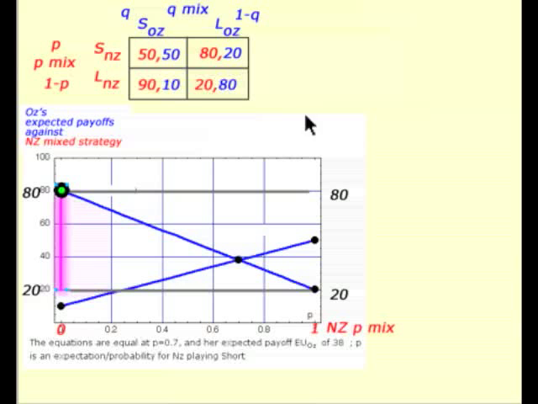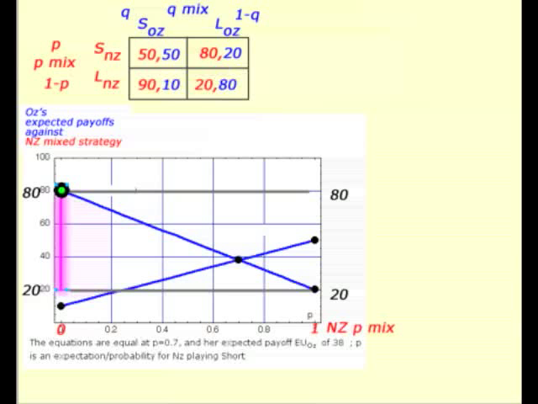Supposing it's a 10% chance now that New Zealand goes short. So we're thinking 10% chance that New Zealand goes short. Well, for Australia, it's going to be like a 10% chance at 20 and a 90% chance at 80. Okay? And so we think of what's their expected payoff.